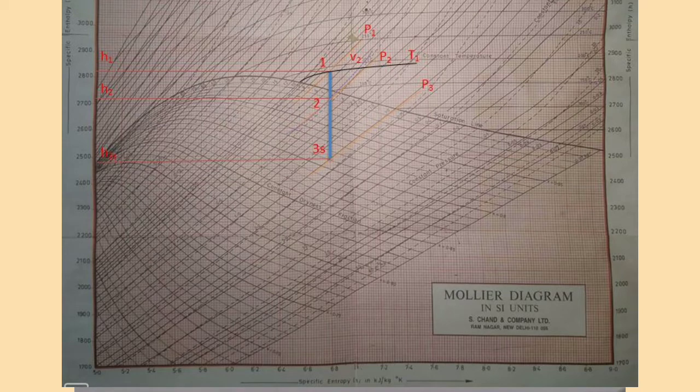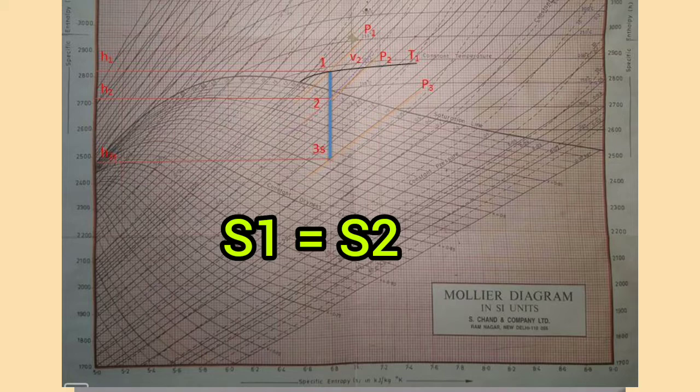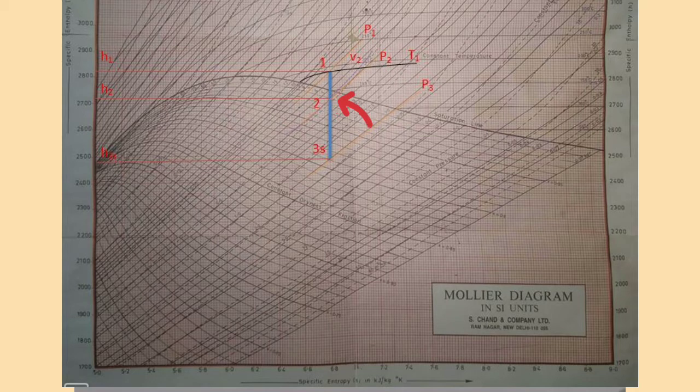Now we need to find the properties of steam from the Mollier diagram. We can mark state 1 as pressure P1 and temperature T1 are given, and therefore we can find the enthalpy H1 from the y-axis. Throat pressure P2 is given and the expansion through the nozzle is isentropic, that is S1 equals S2. Therefore we can draw a vertical line downwards from state 1 to state 2, where pressure P2 is 4 bar, and therefore we can find the enthalpy H2 and specific volume V2 at state 2.